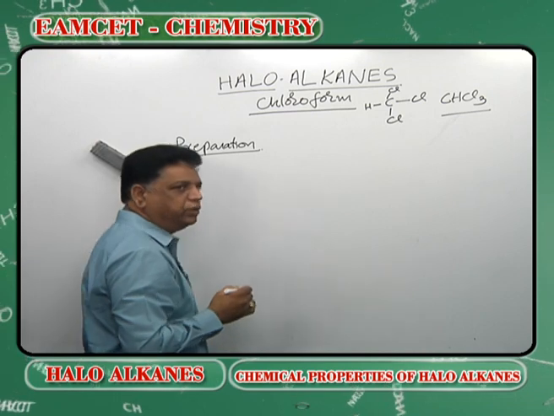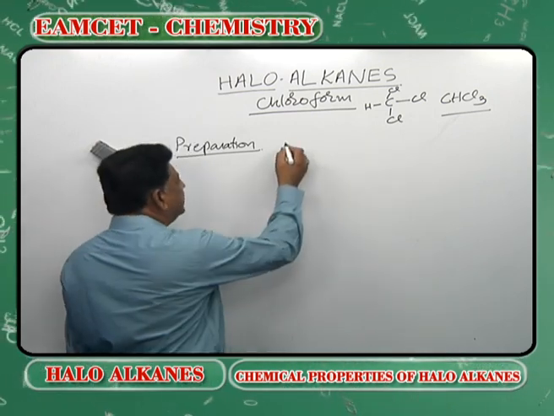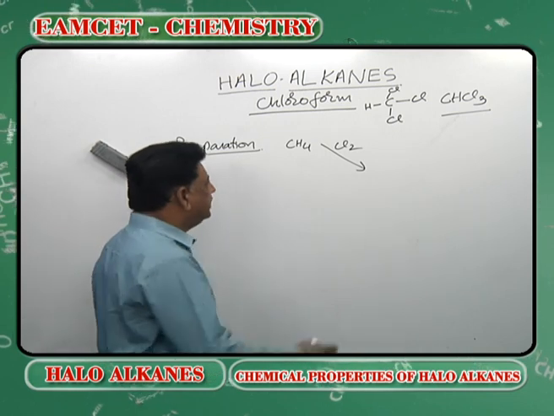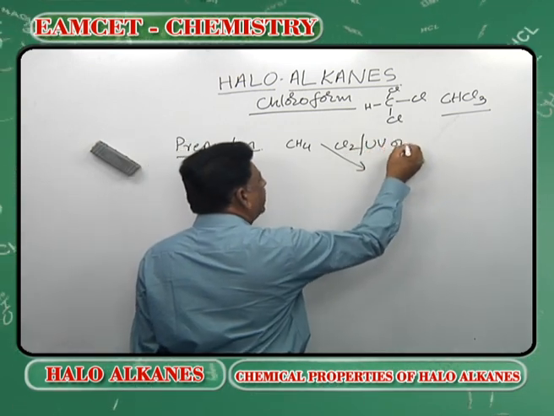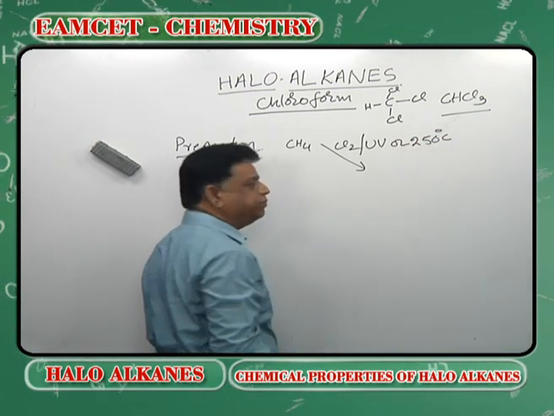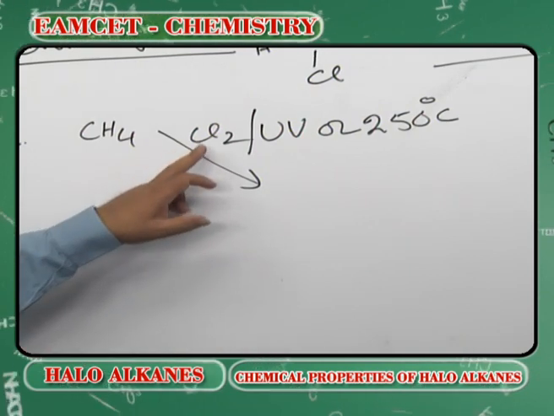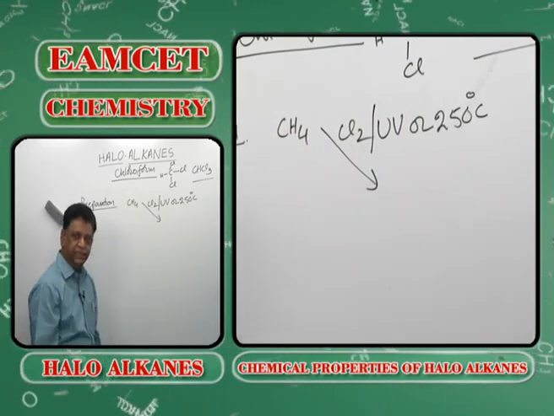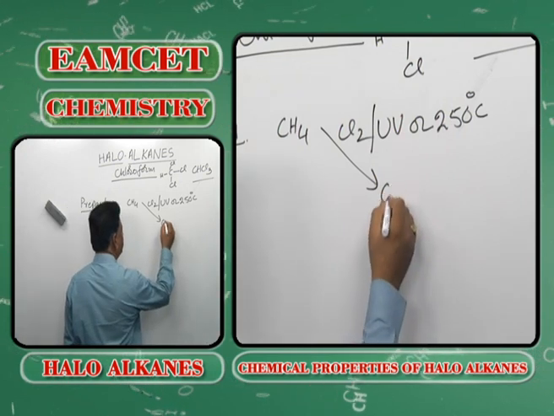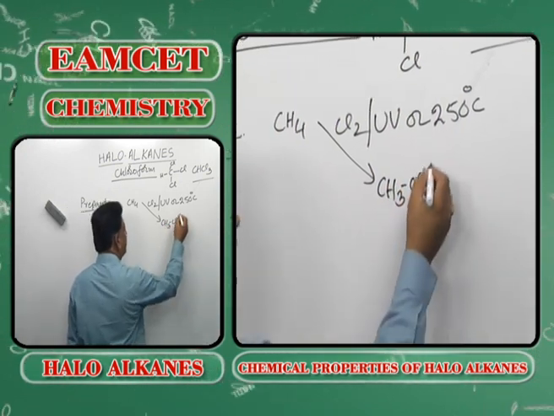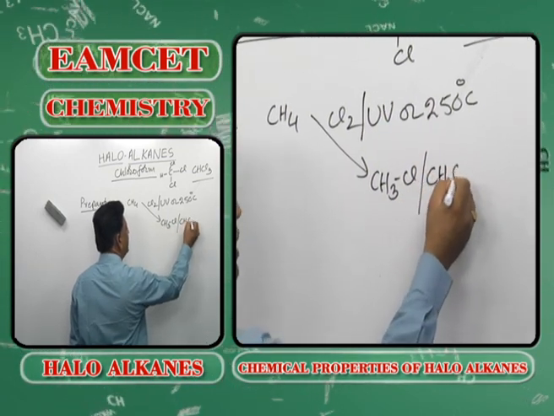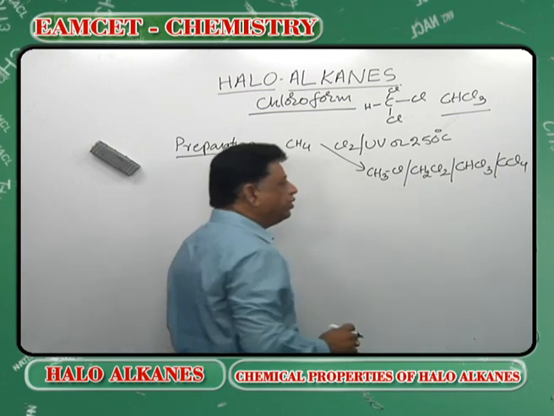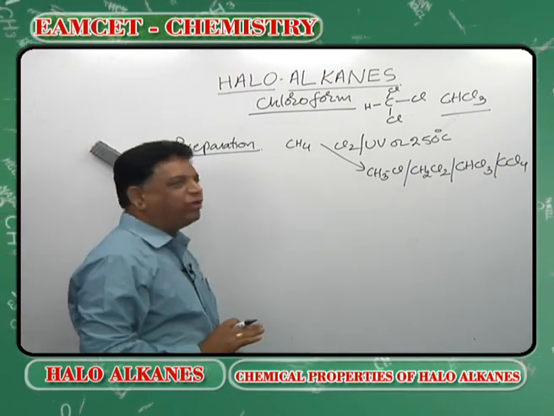Preparation methods. There are two methods which are common to the halo alkenes. Starting from methane, you chlorinate it. Methane chlorination takes place in the presence of either UV light or 250 degrees centigrade. The reaction is a free radical substitution: one chlorine dot removes the hydrogen dot and forms HCl, and another Cl dot attacks CH3 dot, giving methyl chloride, right? But methyl chloride is not the final answer. It gives further chlorination to CH2Cl2, then CHCl3, then CCl4. So, four compounds will be formed when you chlorinate methane.